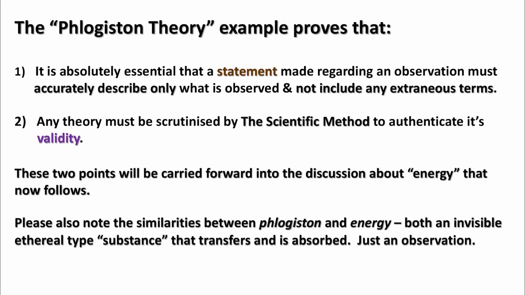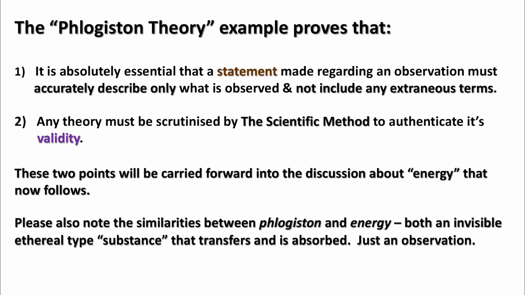The phlogiston theory example proves that: 1. It is absolutely essential that a statement made regarding an observation must accurately describe only what is observed and not include any extraneous terms. 2. Any theory must be scrutinized by the scientific method to authenticate its validity. These 2 points will be carried forward into the discussion about energy that now follows.